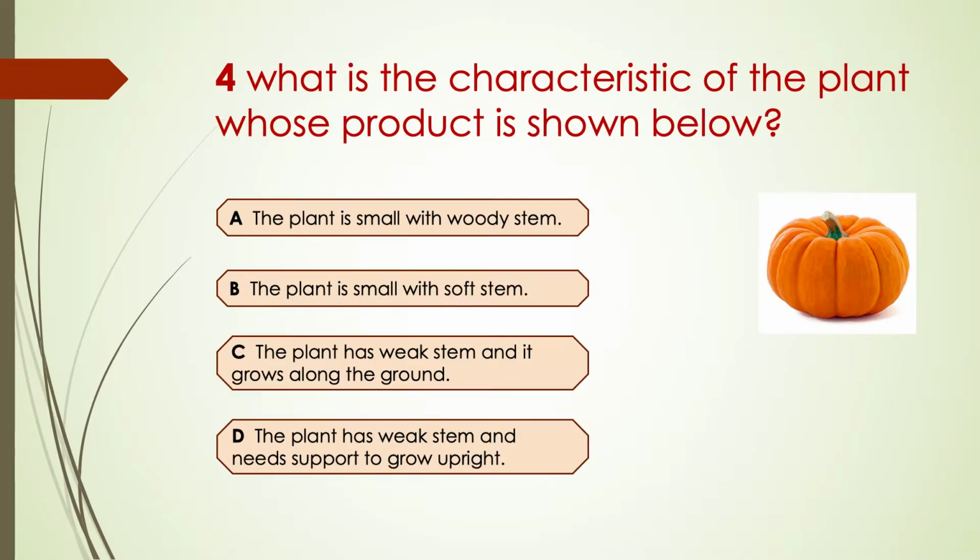The pulp of its stem is used to make paper. What is the characteristic of the plant whose product is shown below? Option A, the plant is small with a woody stem. Option B, the plant is small with a soft stem. Option C, the plant has a weak stem and it grows along the ground. Option D, the plant has a weak stem and needs support to grow upright. The answer is option C. The plant has a weak stem and it grows along the ground.